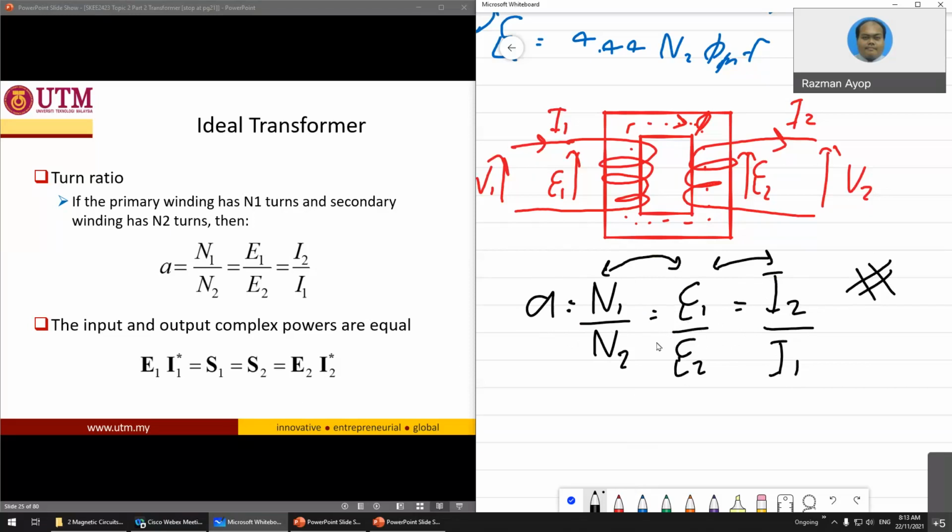And then for the power, remember the complex power: E1 I1 conjugate equals S1. And S1 equals S2 for an ideal transformer, and then E2 I2 conjugate. Make sure you remember this.